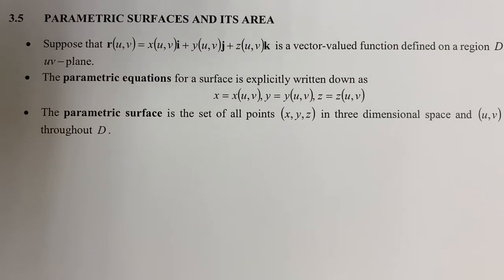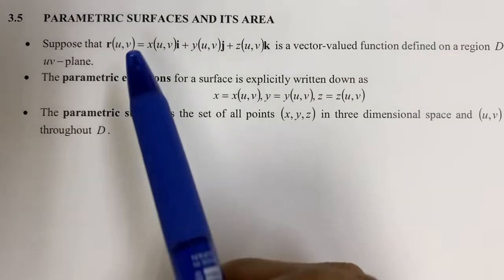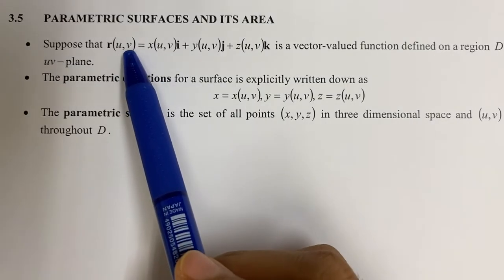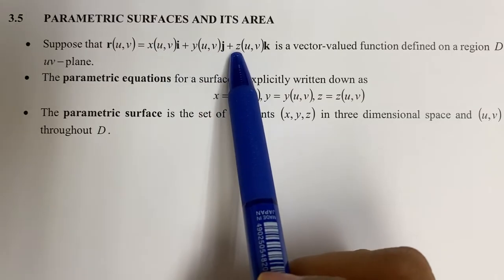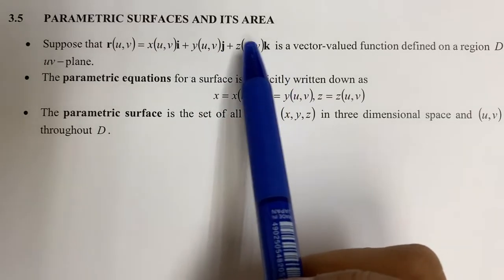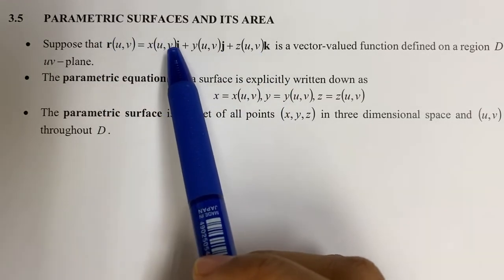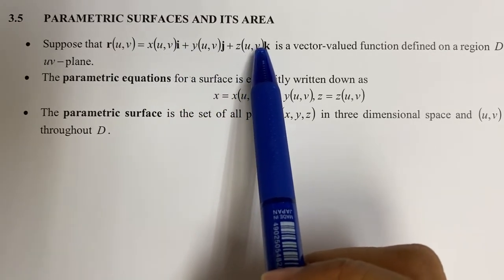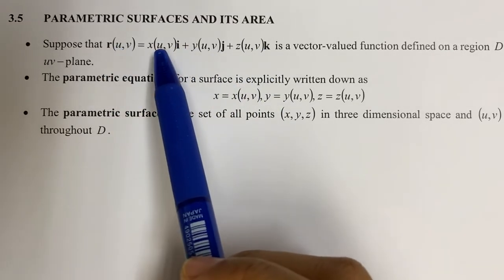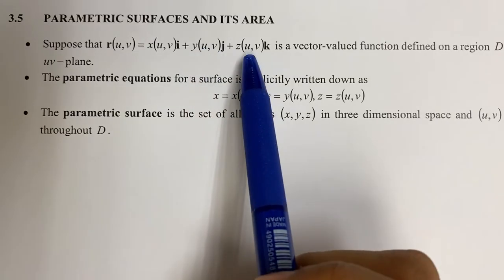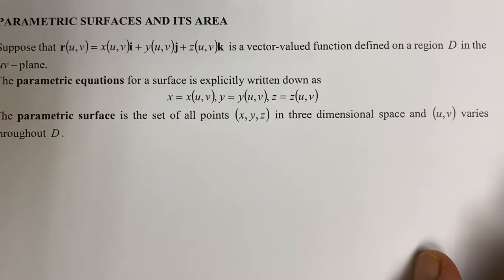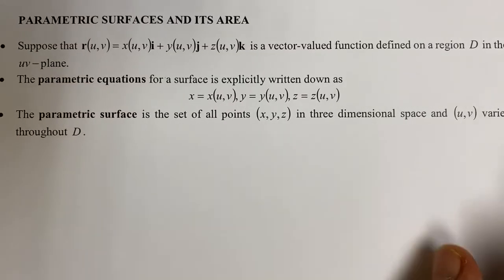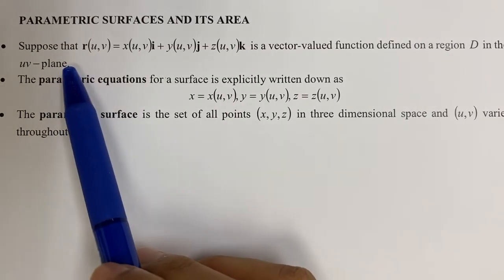In 3.5, we have the parametric surface and its area. Suppose that r is a two-variable function equal to x(u,v) i plus y(u,v) j plus z(u,v) k. Previously we had r(t) equal to x(t) i plus y(t) j plus z(t) k, but now we have r(u,v), with x(u,v), y(u,v) and z(u,v). It is a vector-valued function defined on a region D in the uv plane. We look at the uv plane now.